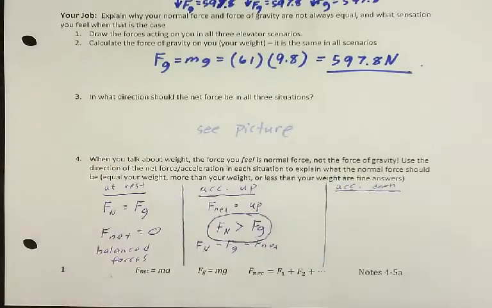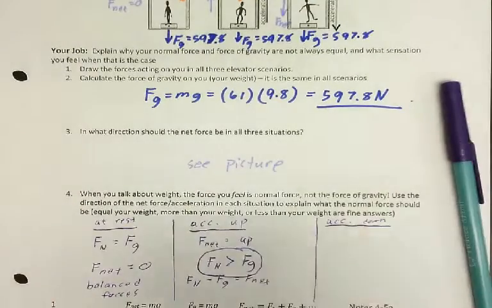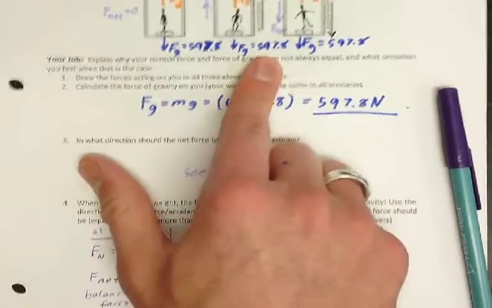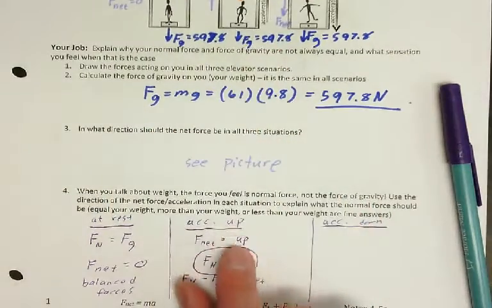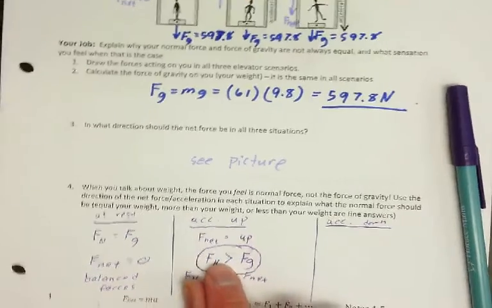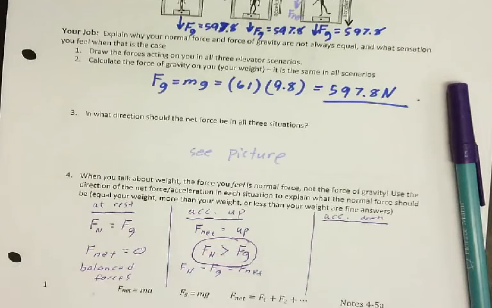And since we feel the normal force, we're going to feel heavier. We're used to feeling 597.8 newtons, but now we feel something more than that. And so because we feel something more than that, we're going to feel like we weigh more. If you've ever been in an elevator that accelerates up, you know that. You feel heavier for a short period of time. It's not for a long period of time. For a short period of time, you're going to feel a little bit heavier.